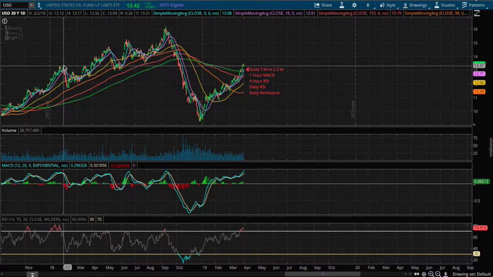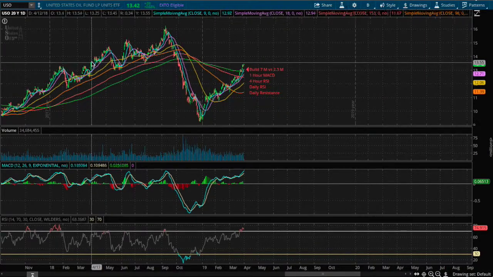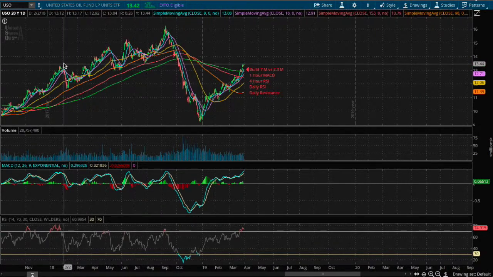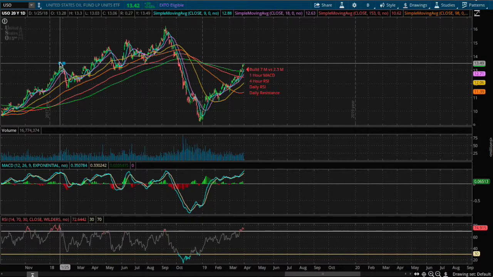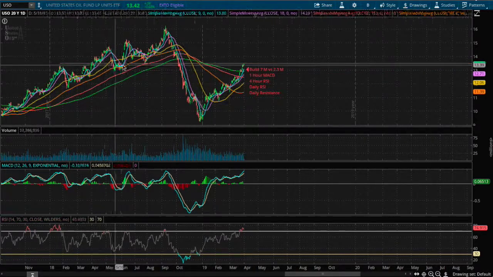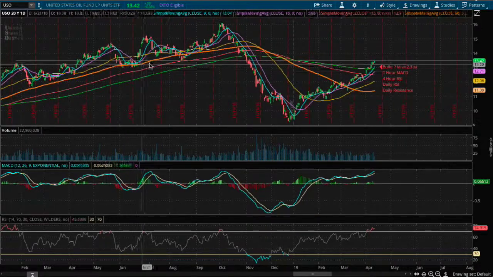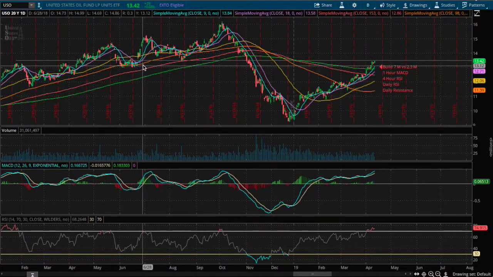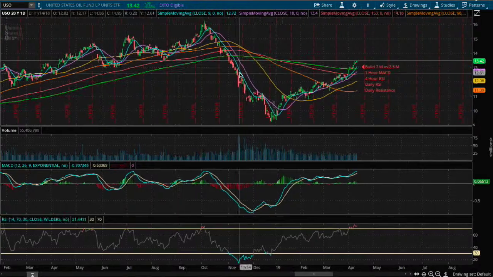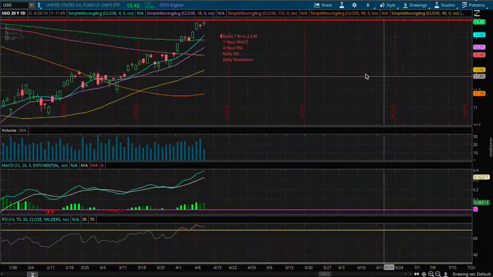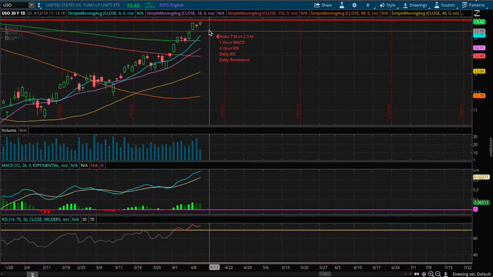So past support, which is now resistance, as you can see, it dates back all the way out to January of last year. There's a slight consolidation of price in 2018, and I do believe this is the ceiling and we are near it.